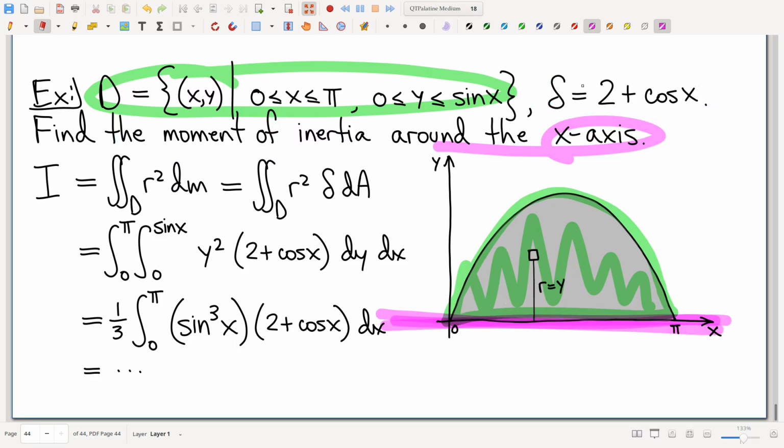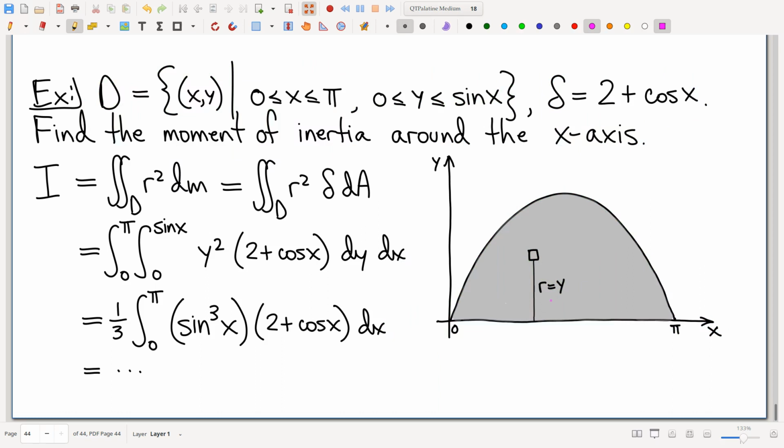Alrighty, let's start writing stuff down. First thing we write down when they say moment of inertia, always write down integral r squared dm. That's always the formula. It's super handy. Now, a couple of little tweaks you do have to recognize.